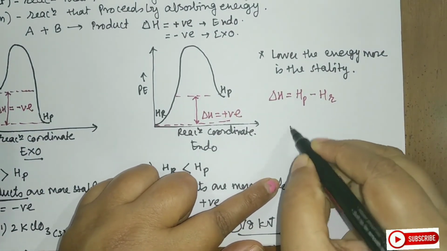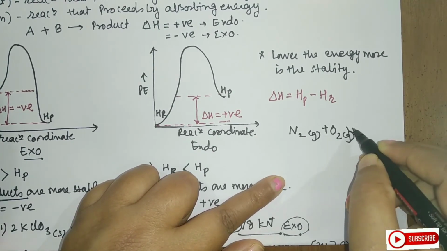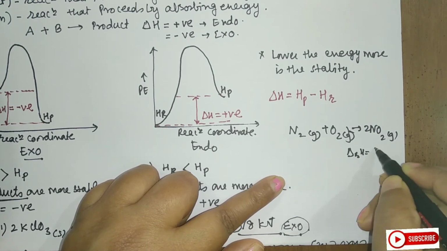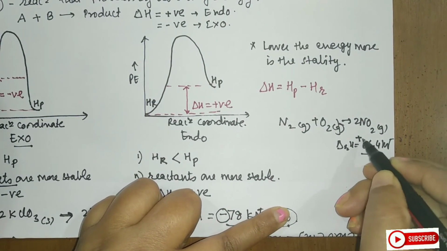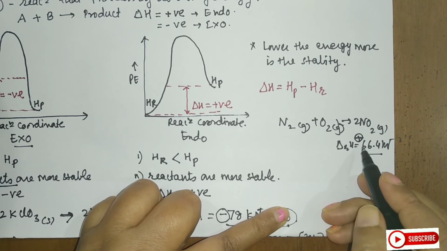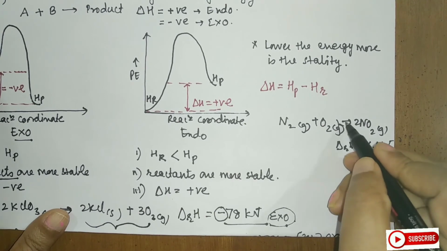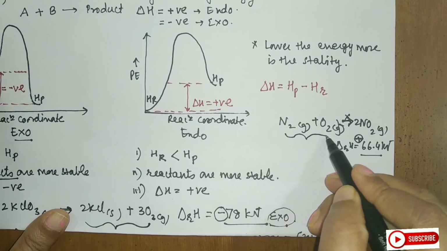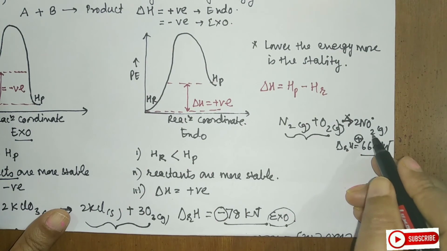Similarly, we can take one more example: N2 plus O2 gives 2 NO2 gas. The enthalpy for this is 66.4 kJ. This value has a positive sign. What does this positive sign indicate? That the reaction is endothermic in nature. It means the formation of NO2 is not favored, as the reactants are more stable as compared to the products.